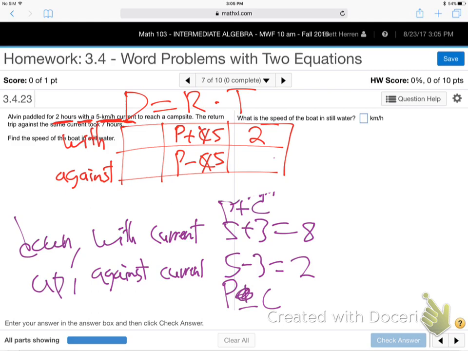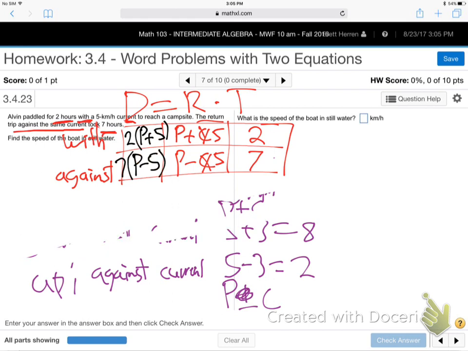The return trip against the same current took how long? Can you read it there? 7 hours. That's the time against, the return trip. It takes longer going against the current. All right, we got the right 4 boxes. What do we always do to get the left 2 boxes? Multiply, right? 2 times P plus 5 and 7 times P minus 5.